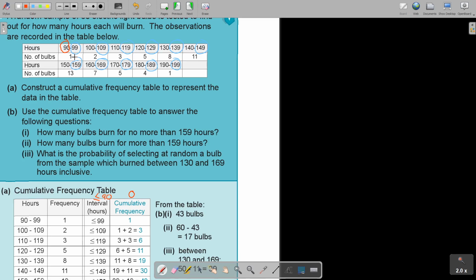And then up to 99 is just 1. Up to 109, it's 1 plus 2. And then up to 119, it's 1 plus 2 plus 3. And so you move on. Up to 129, if you already have the 6, you can just add the 5 and you get 11. And then up to 139, you add the 8 and you get 19. So cumulative is the frequency up to a certain point. That's actually very good.